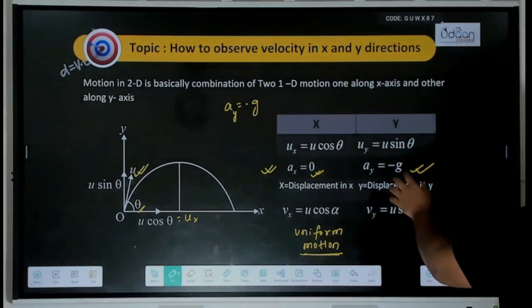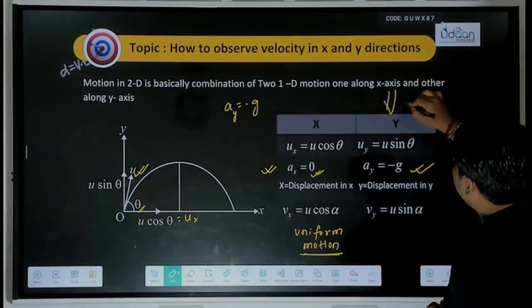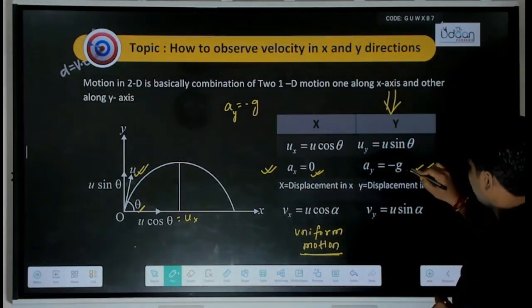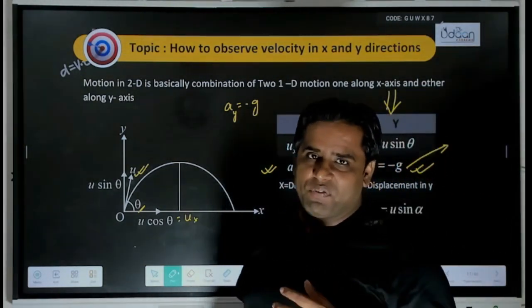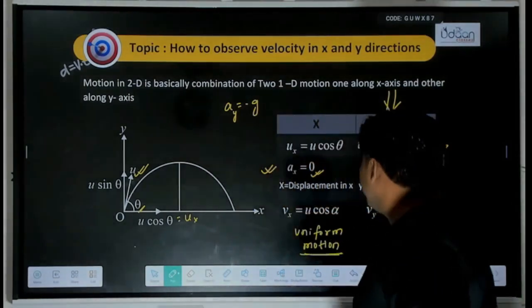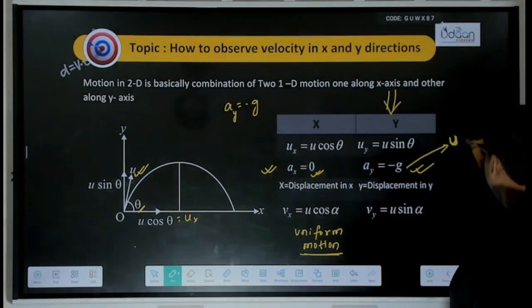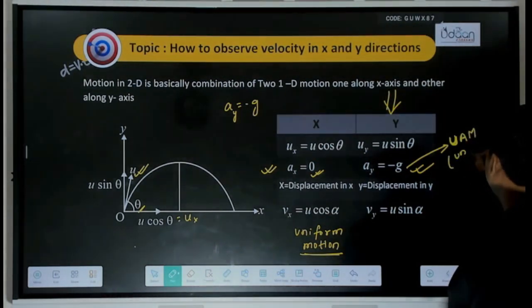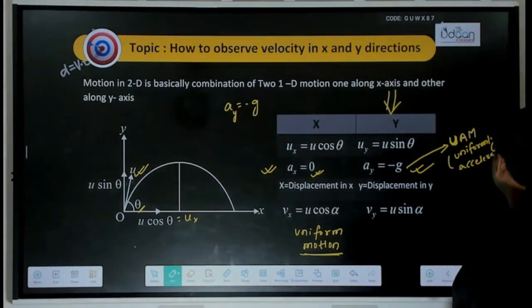Similarly, if I am talking about the uy part, meaning all the physical quantities on the y-axis, we will find that it is under the influence of motion under gravity. So motion under gravity is what kind of acceleration? This acceleration is uniformly accelerated motion. So definitely we can say that it is nothing but uniformly accelerated motion.